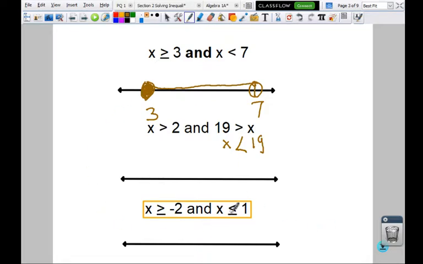Yeah, that'll work. So you gotta be careful because sometimes they write them a little different and you gotta make sure they work. Sometimes these won't work. Sometimes it'll be like greater than 2 and greater than 19, which is just one big line.